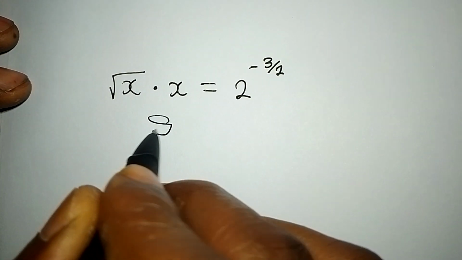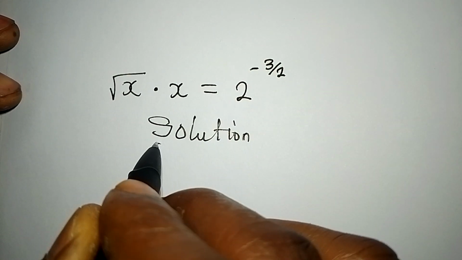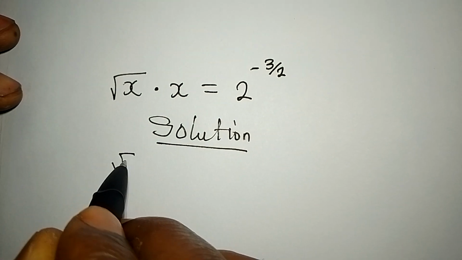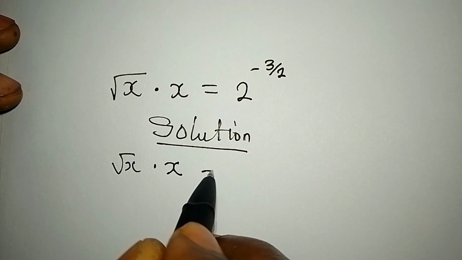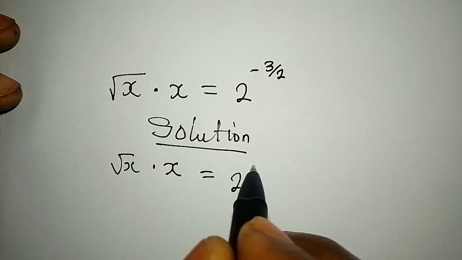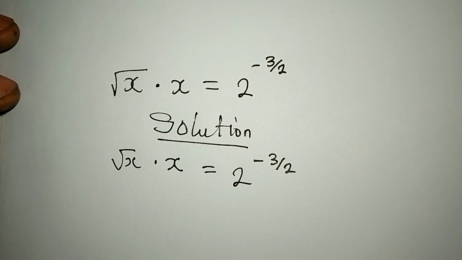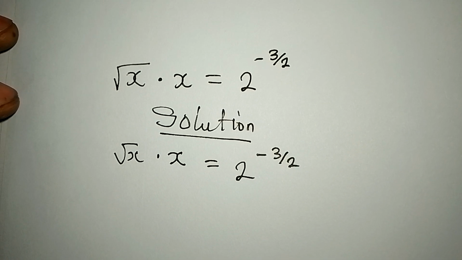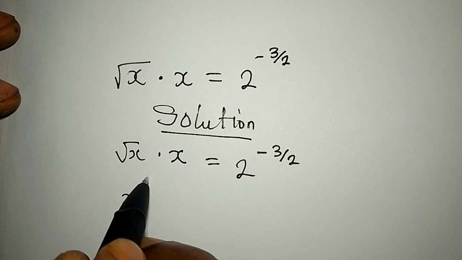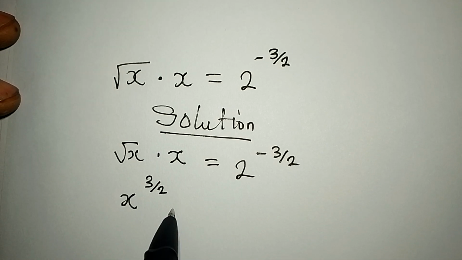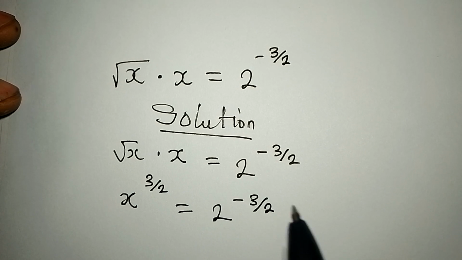Hello everyone. Let's look at this beautiful Olympiad mathematics. Square root of x multiplied by x equals 2 to the power of negative 3 over 2. And looking at this is very simple. By the way, this is the same as x to the power of 3 over 2 being equal to 2 to the power of negative 3 over 2.